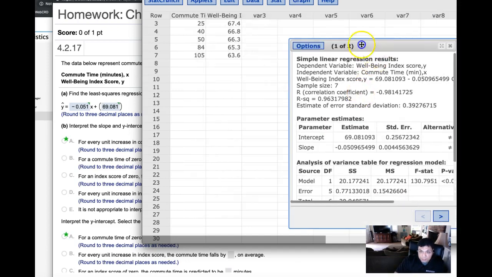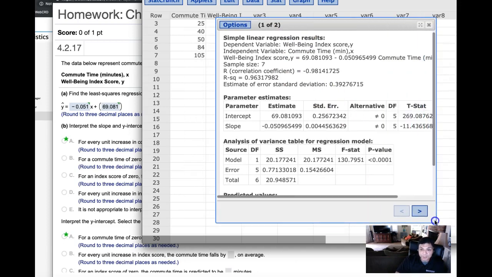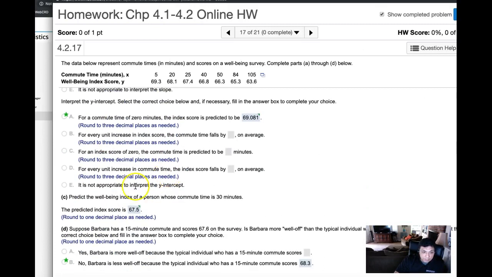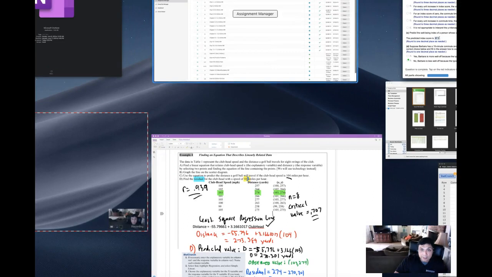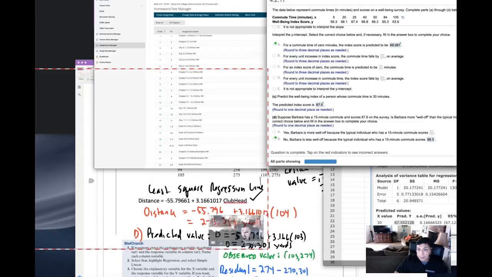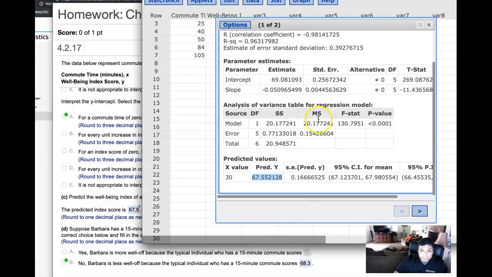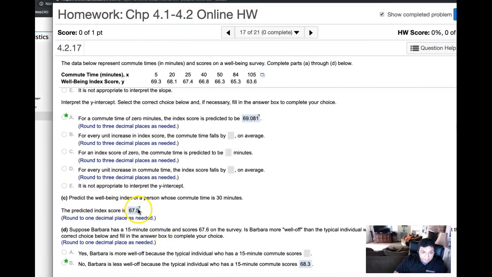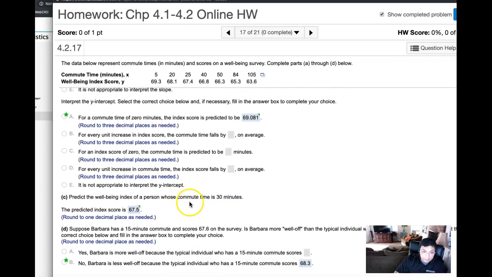So when we compute it, you will see for an x of 30, our predicted value is 67.552. And that's where we would get 67.552 right there. So that's what we're talking about with those values there, 67.5, or 67.6 technically if you use a calculator or the exact equation. So you'd get that as your predicted score.